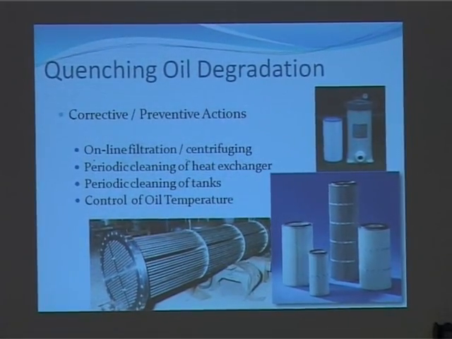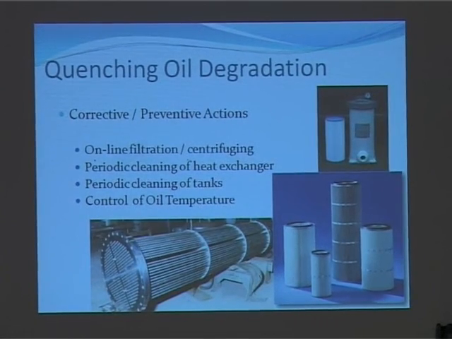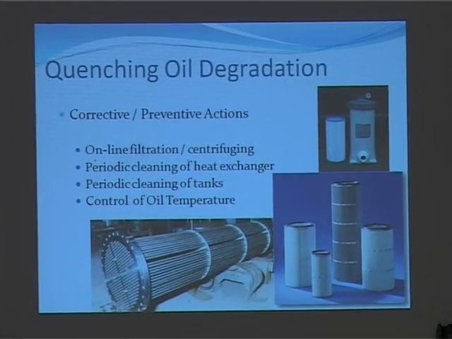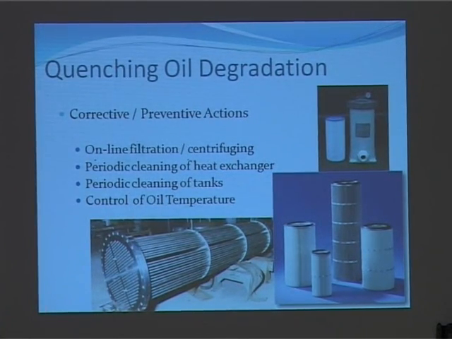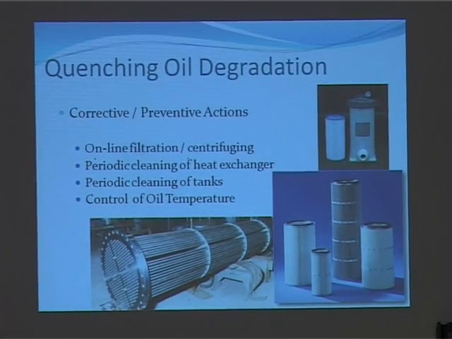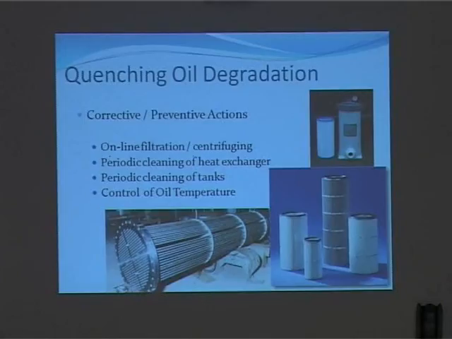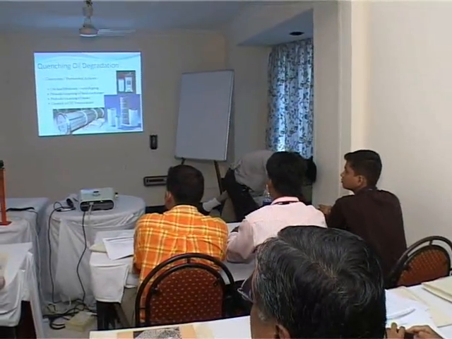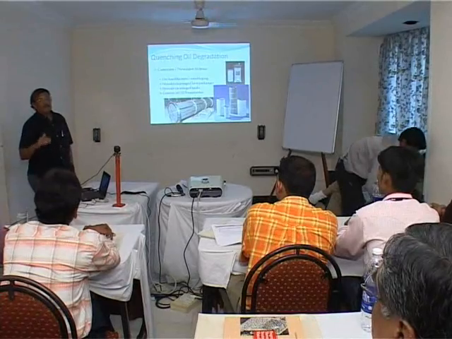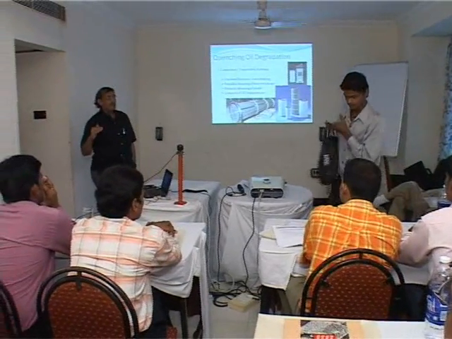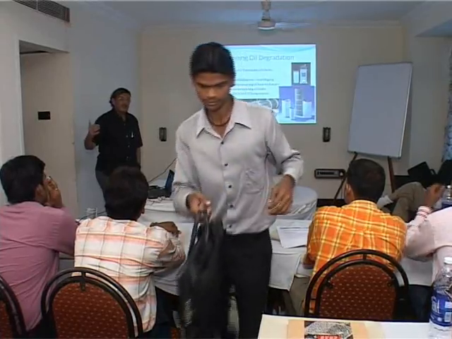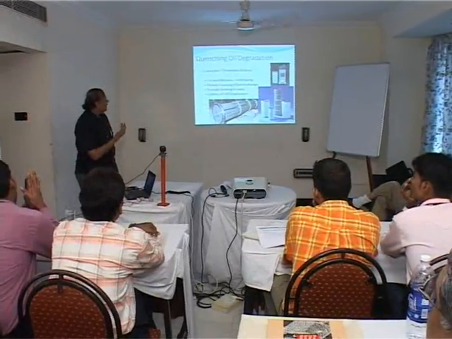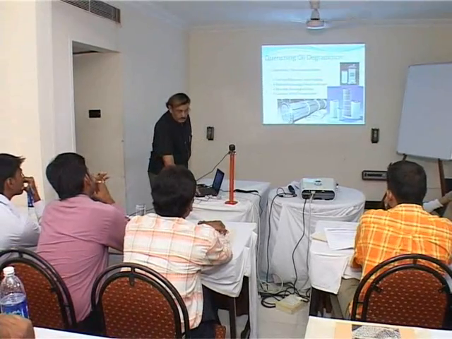The filtration you can do online, or by centrifuge. Then how can it be avoided? You can avoid it up to a certain extent by periodical cleaning of the heat exchanger being employed, and similarly periodical cleaning of the tanks. Control the oil temperature. Suppose your quenching temperature has to be around, say, 500 degrees. If you always maintain it around 500, then you can use that oil for a longer time, rather than sometimes using it at 560 or 600, because then the calorific value of the oil keeps coming down.